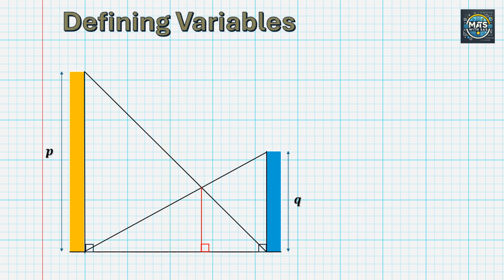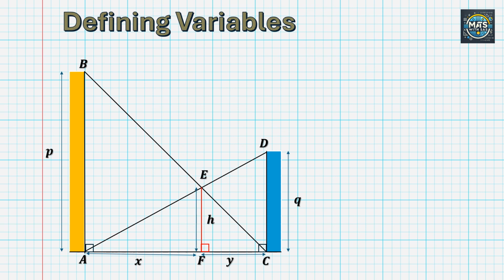Let's define the key points. Point A and point C are the bases of the bars. Point B and point D are the tops of the bars. The two crossing lines meet at point E. The horizontal distances are labeled as x and y. The vertical height, where the lines intersect, is labeled as h.